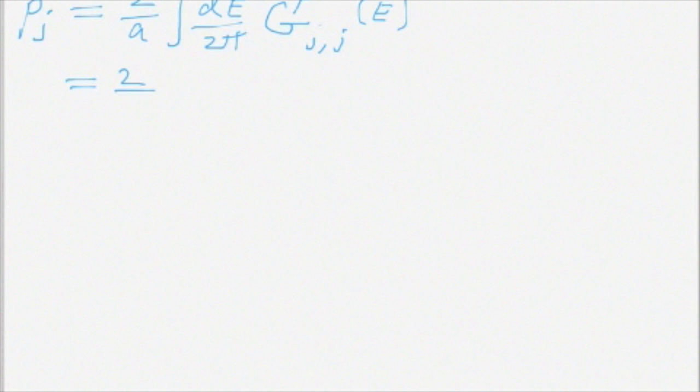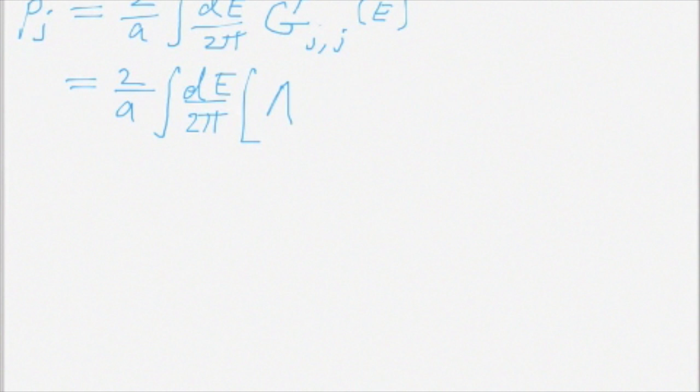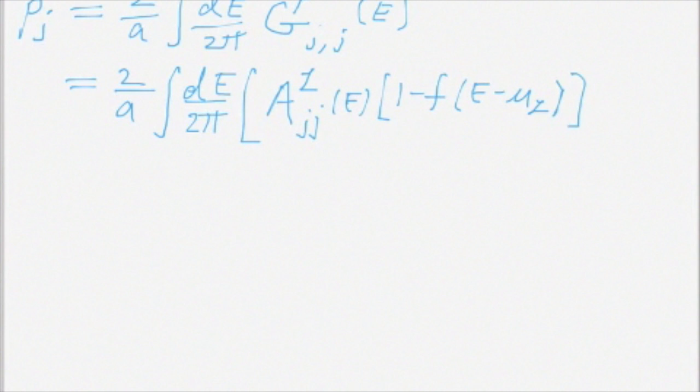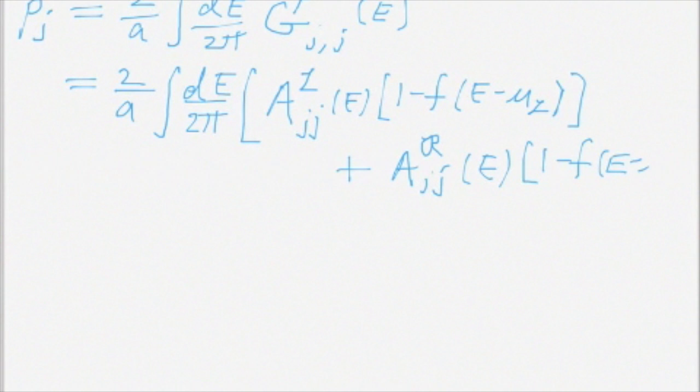So to not get too long, that would be dE over 2 pi times our A left J of E times 1 minus F of E minus mu L, plus A from the right, J of E times 1 minus F of E minus mu from the right. I'm missing a bracket, one more bracket maybe.